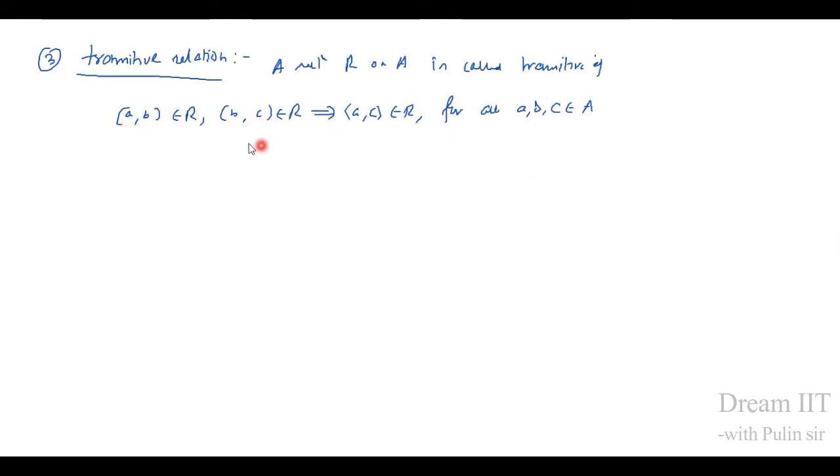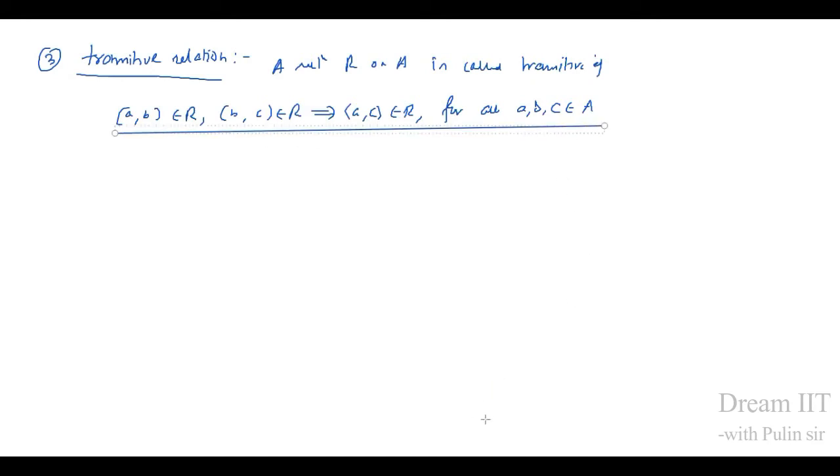A and B are related. B and C are related. Wherever the first relation finishes, that is the image of the first ordered pair, should be the starting element, that is the pre-image, in the second ordered pair. So in that case, I should be able to relate A and C. If this happens, then we say that the relation is transitive. If this doesn't happen, we will say that it is not transitive. So this is a very important case.